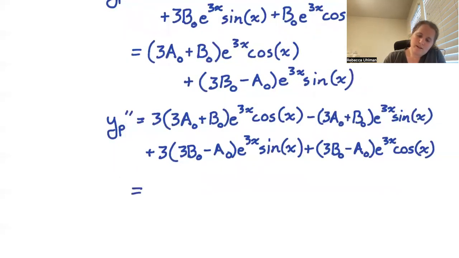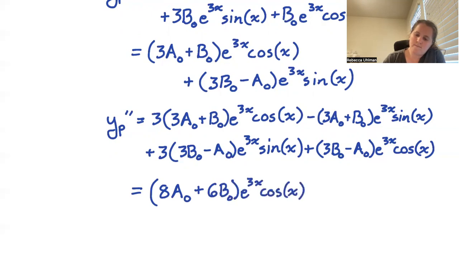Condensing this and simplifying it down, our cosine terms, we have 9a0 minus a0, so we would have 8a0. And then we have 3b0 plus 3b0, so we would have plus 6b0 e to the 3x cosine of x. Then we have a 9b0 minus b0, so that becomes a plus 8b0. And then we have a negative 3a0 minus 3a0, minus 6a0 e to the 3x sine of x.